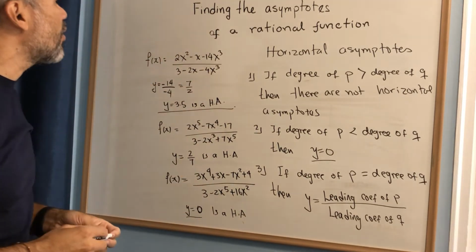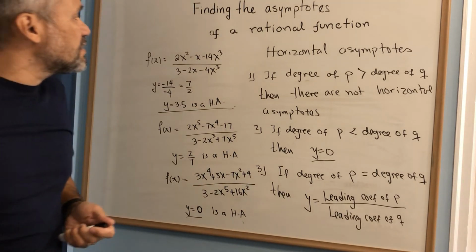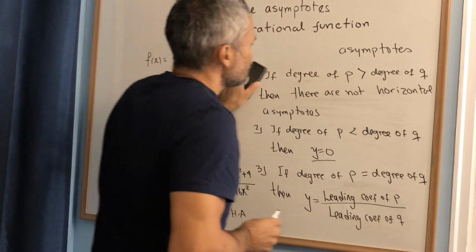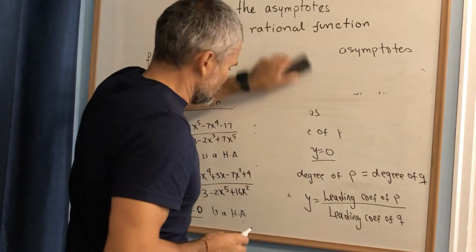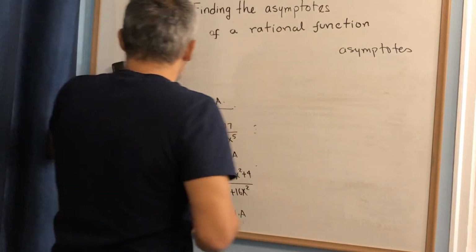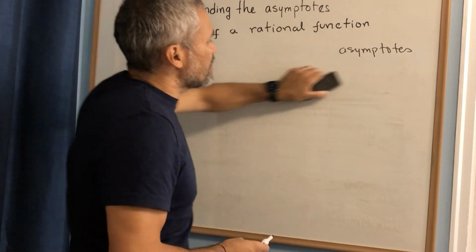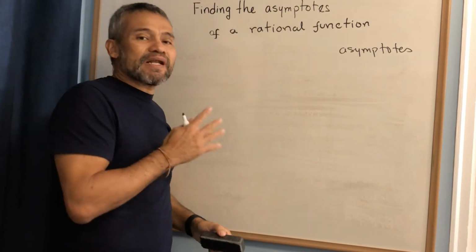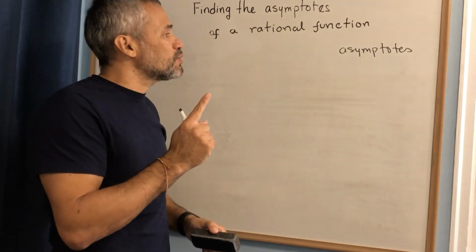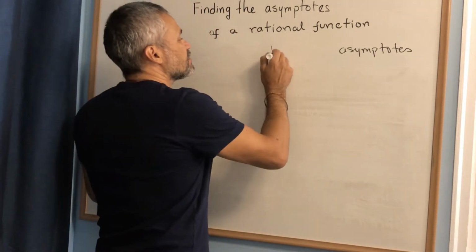Okay, this is how we compute horizontal asymptotes. They are very straightforward. One observation is that, as you notice, for horizontal asymptotes there are two possibilities: either there is one horizontal asymptote or there are no horizontal asymptotes. But let's see the vertical asymptotes.